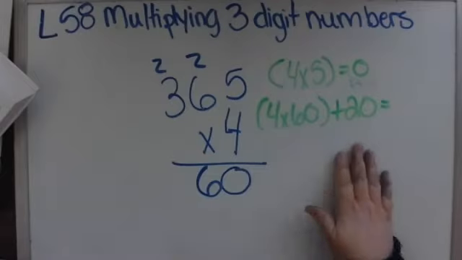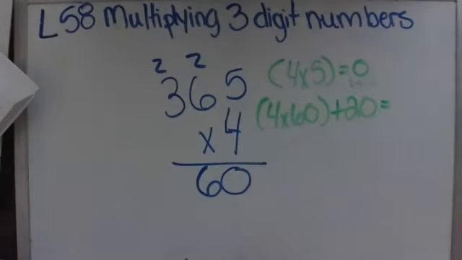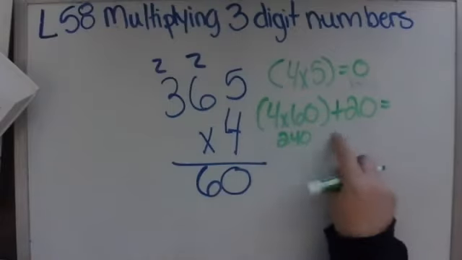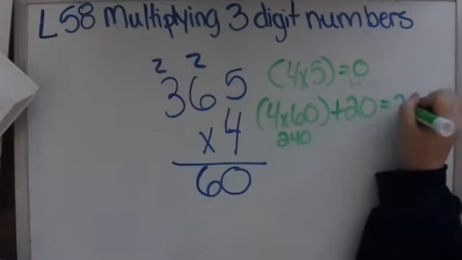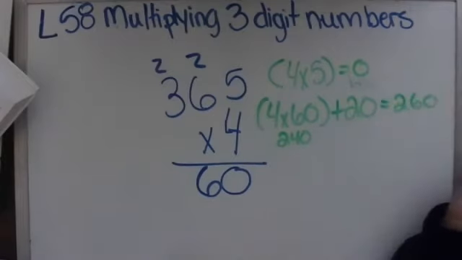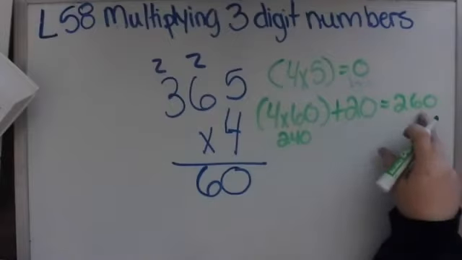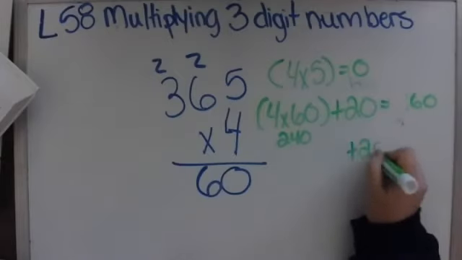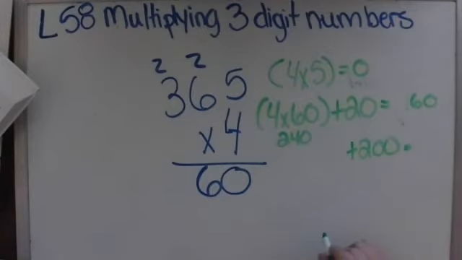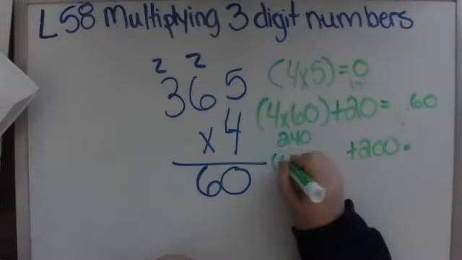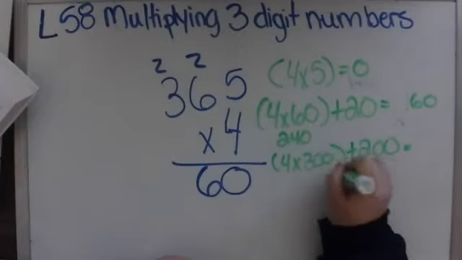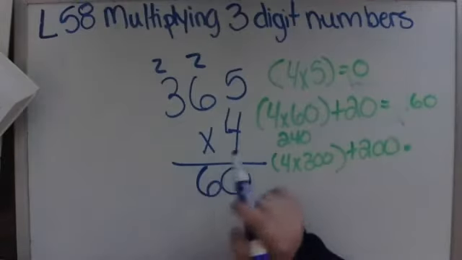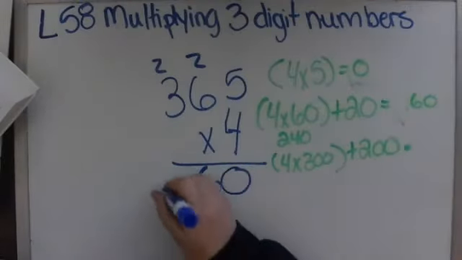Now what's actually happened is 4 times 60 makes 240 plus 20 makes 260. But I can't keep the hundreds in the tens column, so I'm going to take this 100 and add it down here. Okay, now I'm going into this column. So what I'm looking at is 4 times 300 plus 200. But I don't normally say it like that. I say it 4 times 3 plus 2. So 4 times 3 is 12 plus 2 is 14.